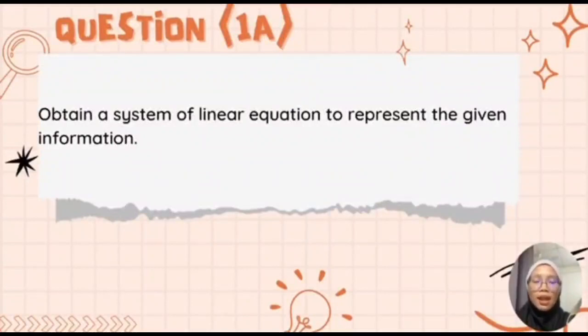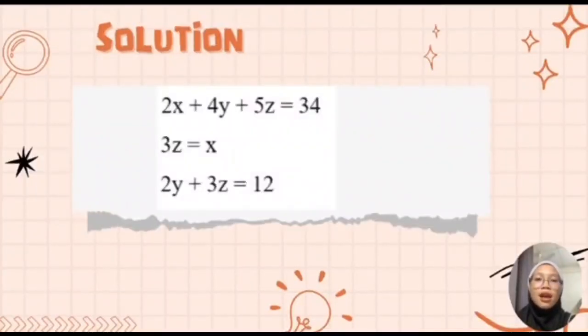Question 1a. Obtain a system of linear equations to represent the given information. The solution is: first, 2x plus 4y plus 5z equals 34. Second, 3z equals x. And third, 2y plus 3z equals 12.